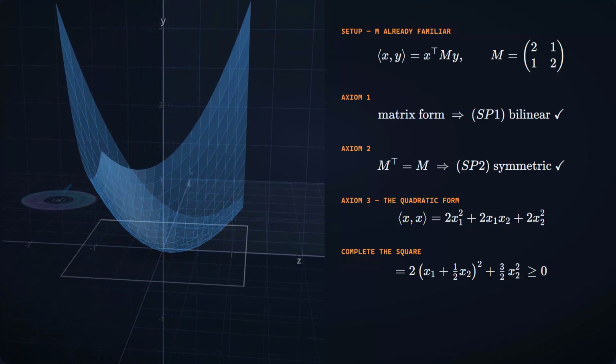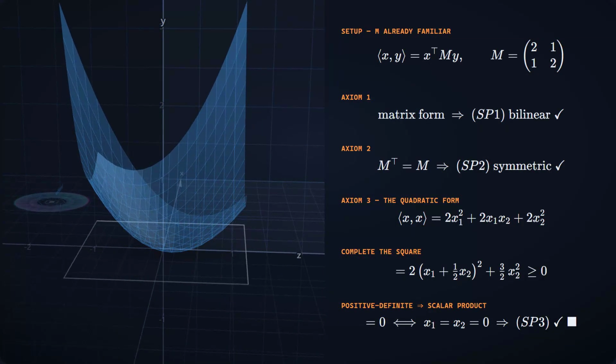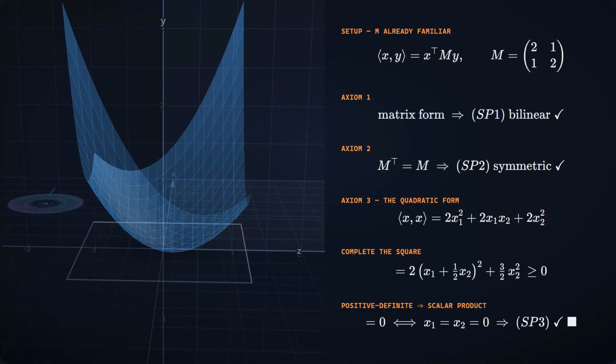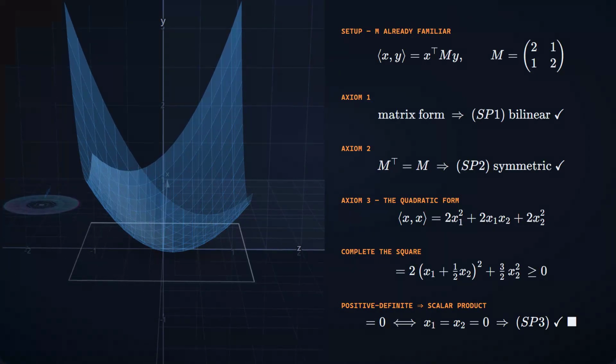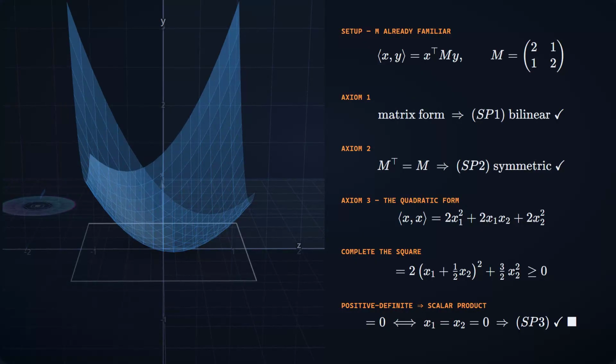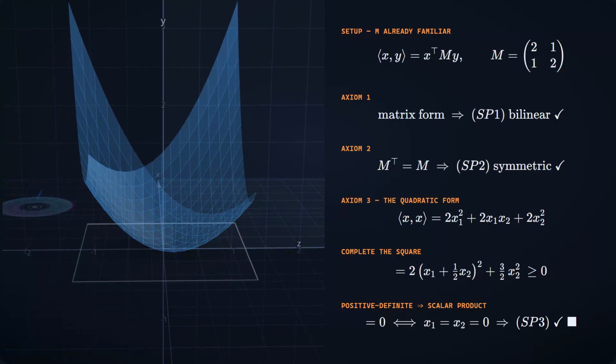Scalar product, confirmed. I'm turning the bowl so you can confirm it from every side. No matter where you look, it never drops below the floor. There is no way to get a negative length here.